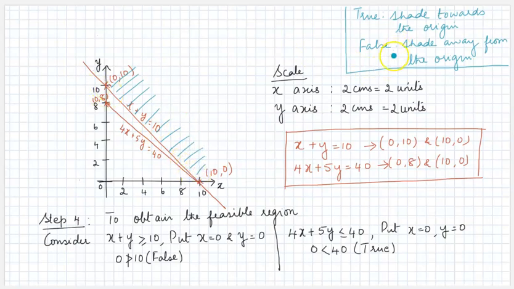And the other inequality, we got it as true. So for true, you have to shade towards the origin. So this is the line and the origin is here. Towards the origin means below this line.